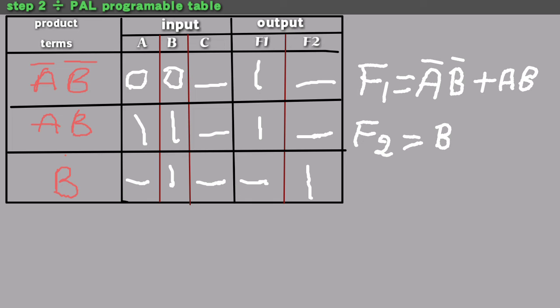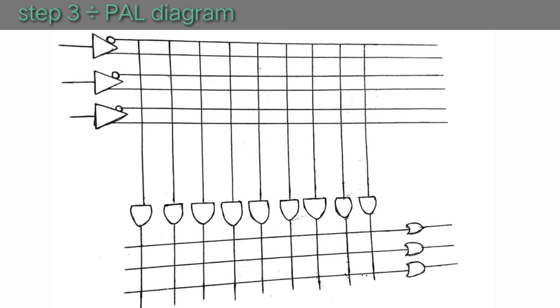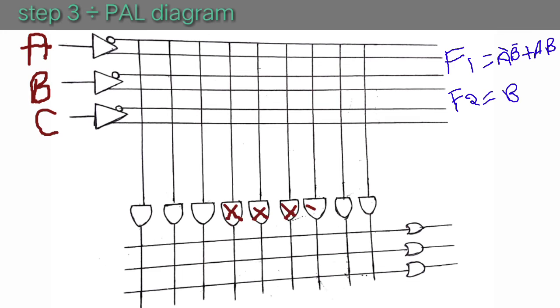Let us see step 3, the PAL diagram. This is the block diagram of PAL. On the input side we insert A, B, C. In the problem only 3 product terms are given, so the remaining AND gates are not required. In the problem 2 functions are given, that is F1 and F2. The F1 function has A bar B bar plus AB.